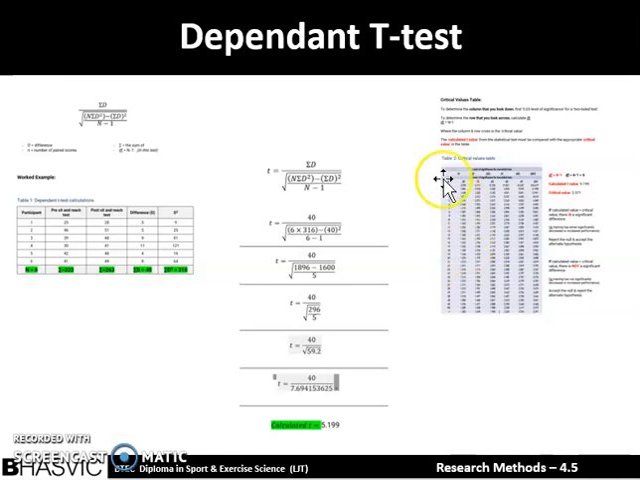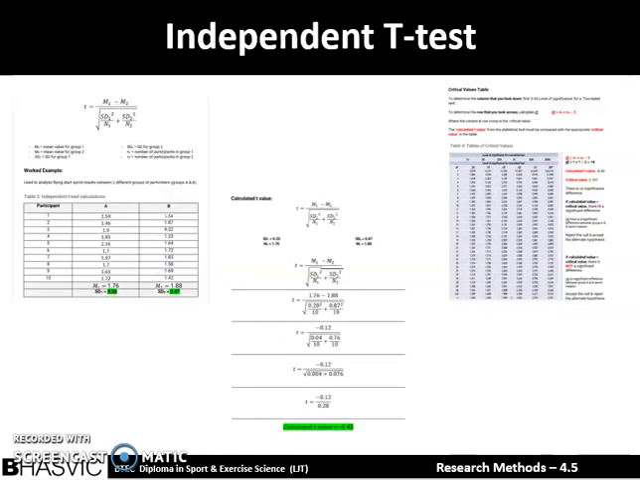So we find 5 on this side here. We will go along to the level of significance for two-tailed to 0.05, and we'll link them up. So the critical value that I got was 2.571. So if my calculated value was higher than the critical value, there will be a significant difference. So my calculated value was much higher than the critical value, so there was a significant difference between these two tests.